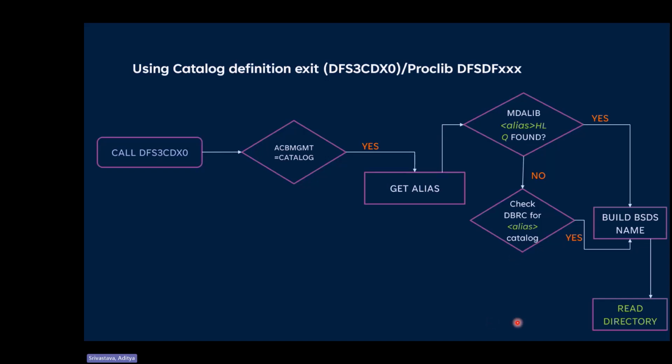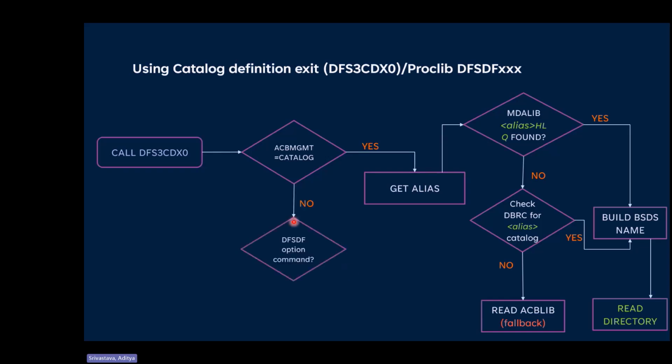But if you still don't find it in the DBRC, then you have to fall back to ACB Live, because there is no way to identify the alias name. All right. Now this is about the process when you get some type of alias name from the exit. But what if ACB management is not equal to catalog in the catalog definition exit in the first place?